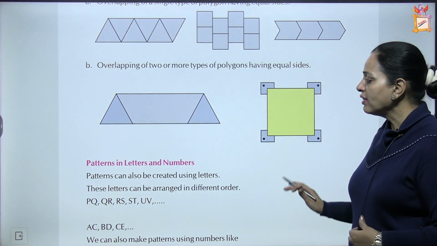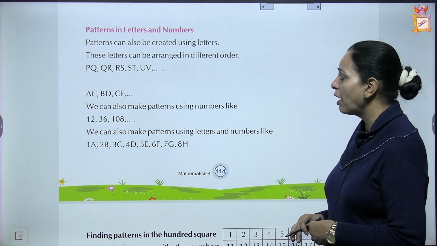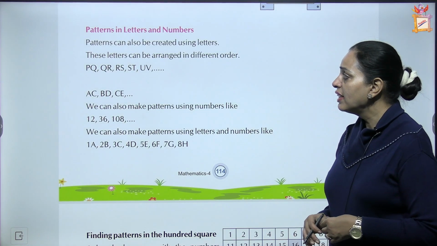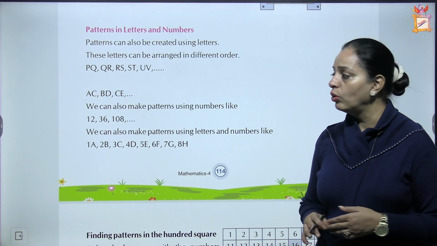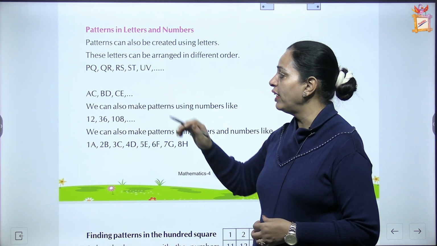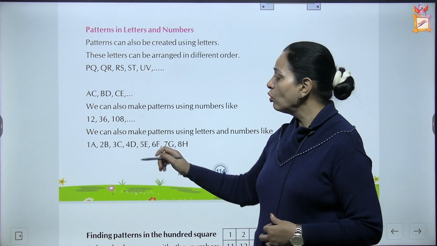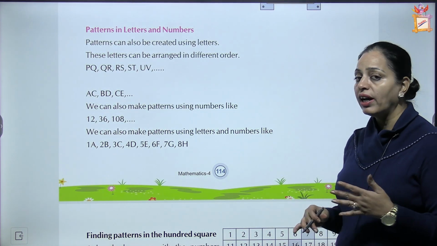Okay, so patterns in letters and numbers. Now we are talking about patterns in letters and numbers. Patterns can also be created using letters. These letters can be arranged in different order like PQ, QR, RS, ST, UV, like this, AC, BD, CE. So we can also make patterns using numbers like 12, 36, 108.